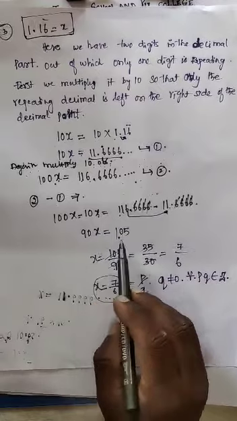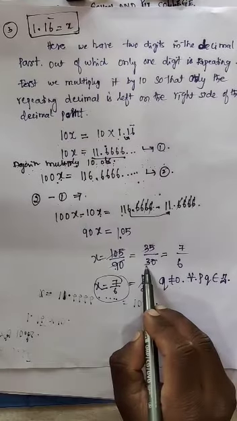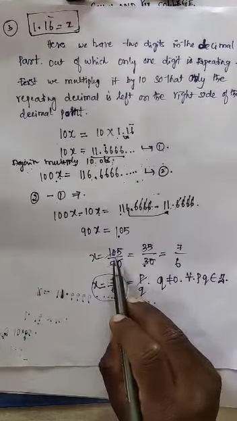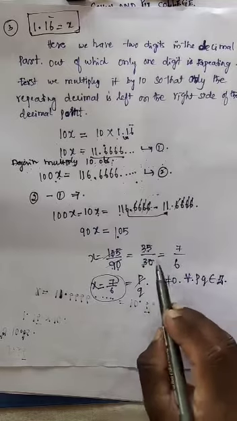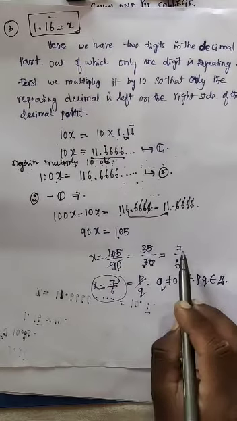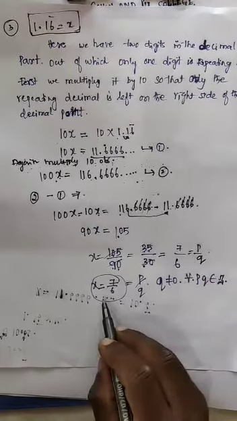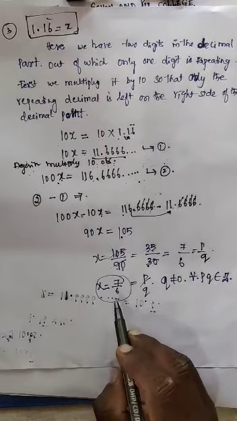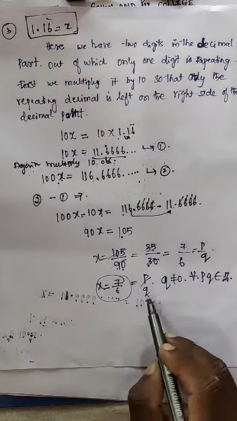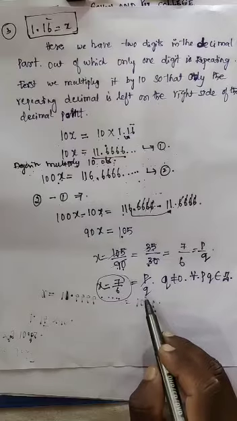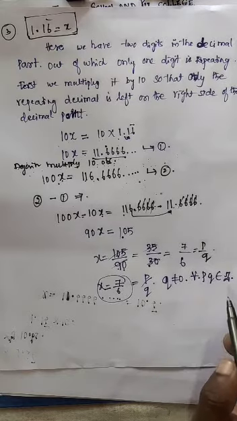So x is equal to 105 by 90. Dividing numerator and denominator by 15, we get 7 by 6, which is in the form of P by Q. So x is equal to 7 by 6. The required rational number is 7 by 6, where P is 7 and Q is 6, and Q is not equal to 0, for all P, Q belonging to integers.